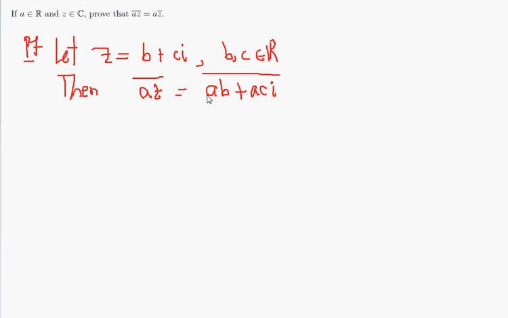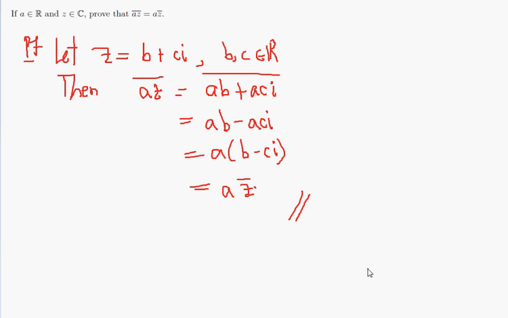Now, because a is real, a times b is real, and also a times c is real. So because a is real, I can write this as a times b minus a times c times i. Then I can factor an a out, leaving b minus c times i. And then the thing in parentheses is simply going to be z conjugate all by itself. And so the net effect is that the a comes out of the conjugate, and so that ends the proof.